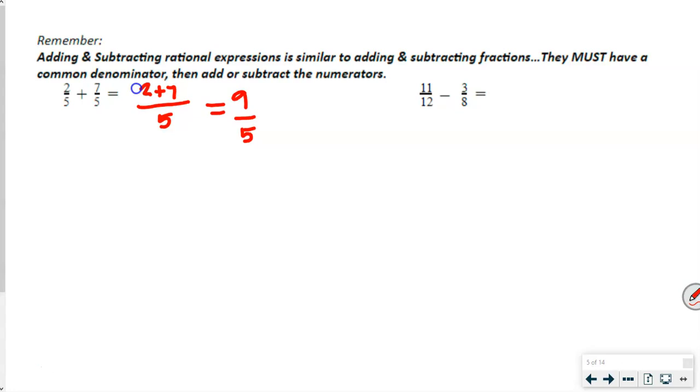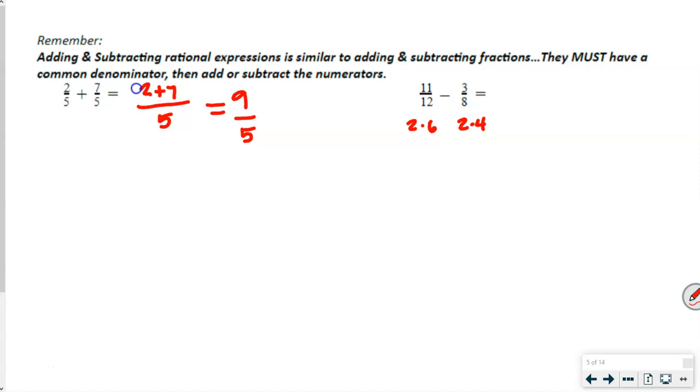So 2 times 6 is 12, right? And 2 times 4 is 8. Notice that the 2 is repeated. So we're going to look at 6 times 4. Well, 6 times 4 is 24, and that is the least common factor. So what we want to do now is figure out what we have to do to get 24 in the denominator for this 11/12.